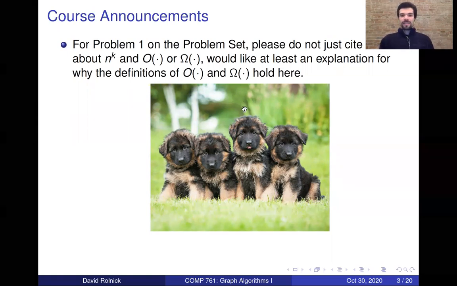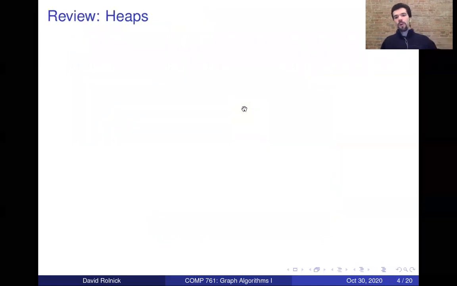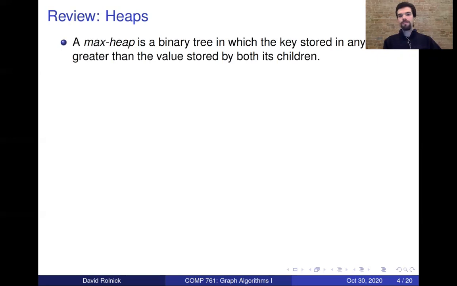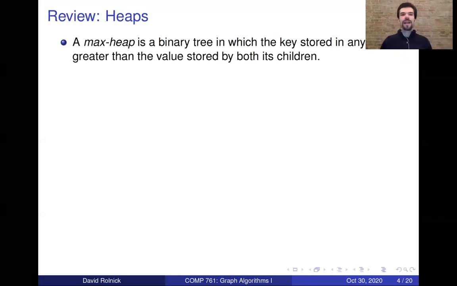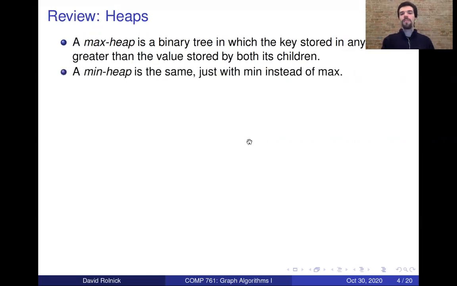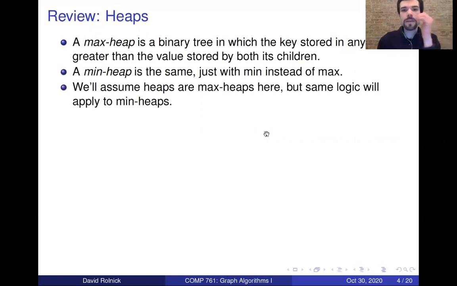Let's move on. So before we get into the first of our graph algorithms, I wanted to just finish up with heaps and in particular priority queues. So recall from last time that a max heap, we're going to be thinking about max heaps mostly today, is a binary tree in which there's a key stored in every node, and it's greater than the value stored by both of its children. A min heap is just the same with min instead of max.